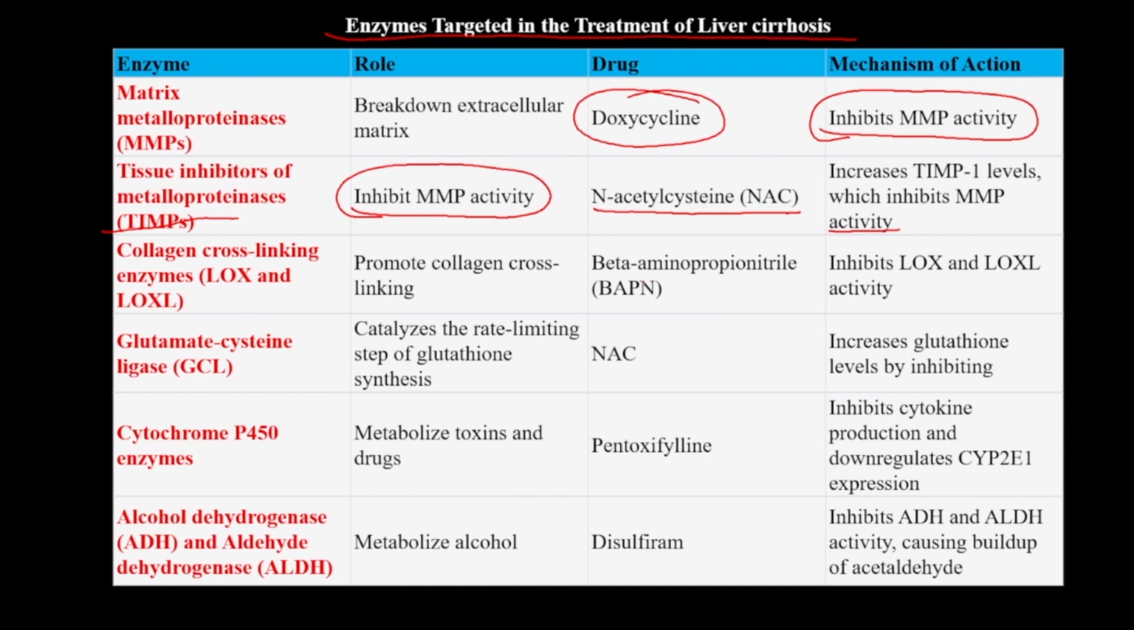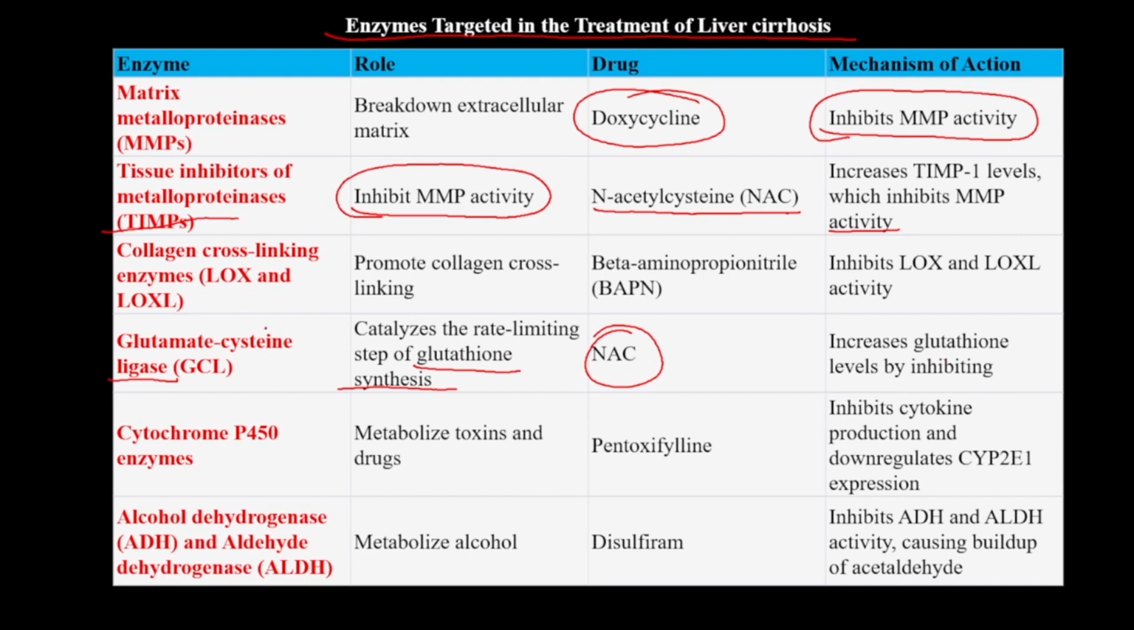You can use beta-aminopropionitrile, and it inhibits the LOX and LOXL enzymes. Then we have glutamate cysteine ligase, which catalyzes the rate-limiting step of glutathione synthesis, and you can use N-acetylcysteine, NAC, which increases the glutathione level.